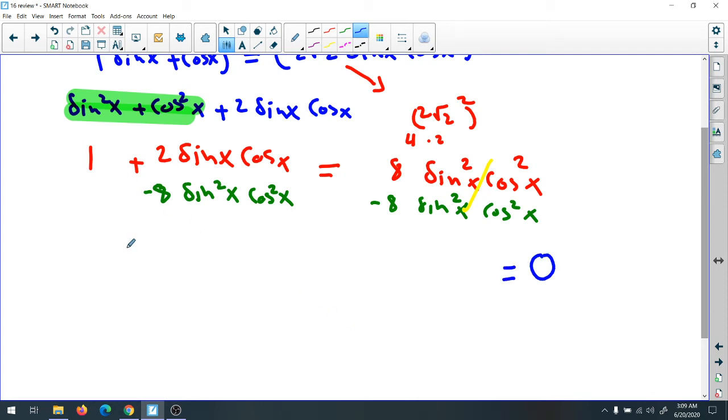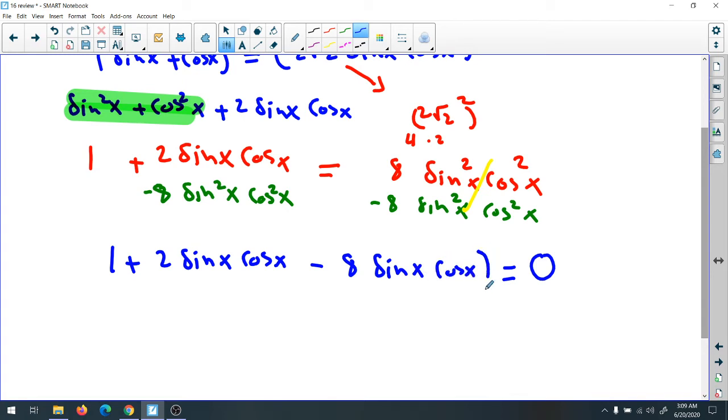And the left side, we'll try to organize it here. It will be 1 plus 2 sine x cosine x, and here is negative 8 times sine x cosine x, squared. I will do it like that. Why not? Yes, this is a square and this is a square here.